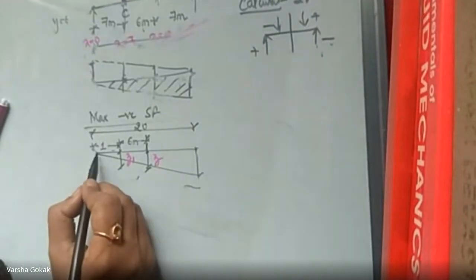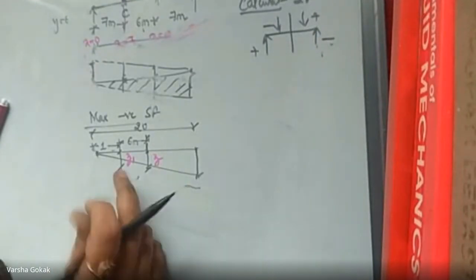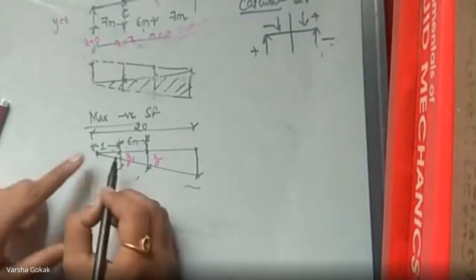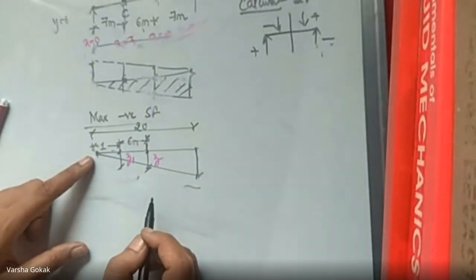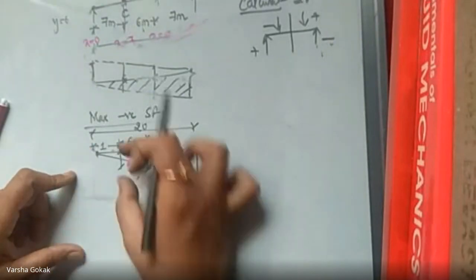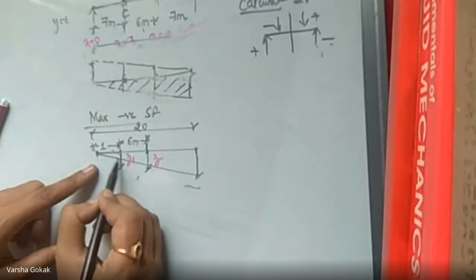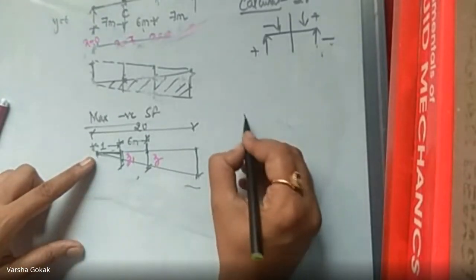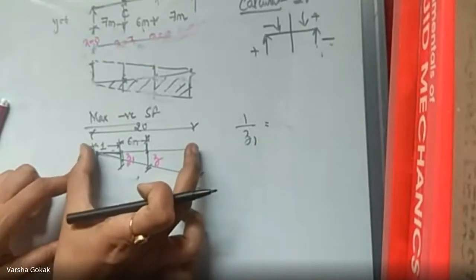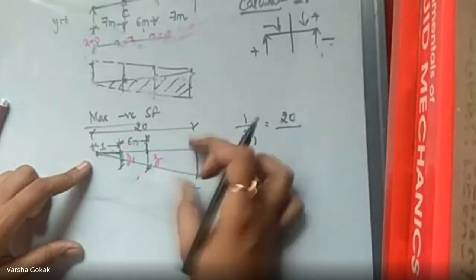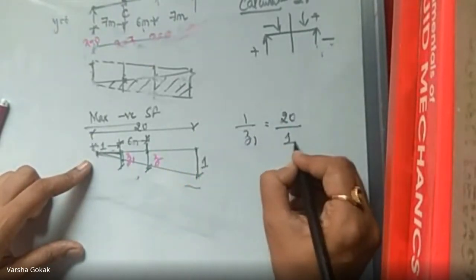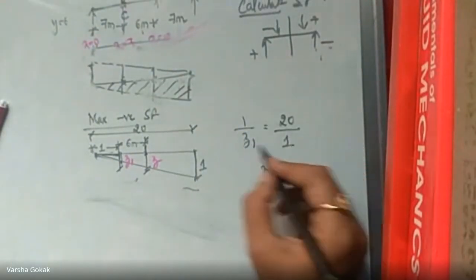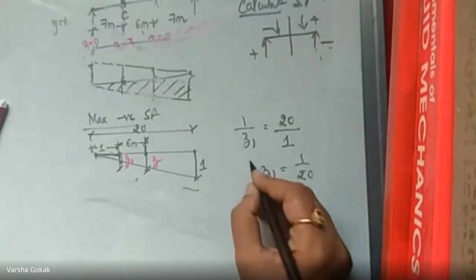Similar triangle rule means this is the apex, this is the base. So distances from the apex up to the base, we can take ratios of that. I'll write it. I hope you will remember. 1 divided by z1. Now this is a triangle. I will be taking this triangle and the big triangle. So 1 divided by z1 will be equal to total base 20 divided by this side ordinate, which is 1. From here, what is the value of z1? Z1 becomes 1 by 20.